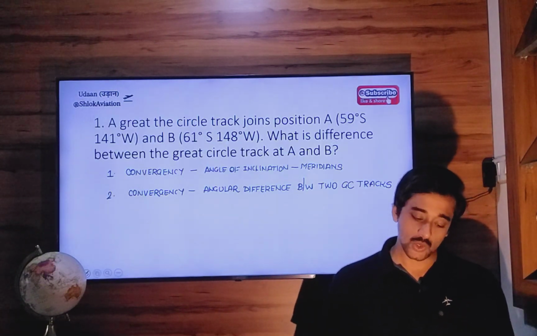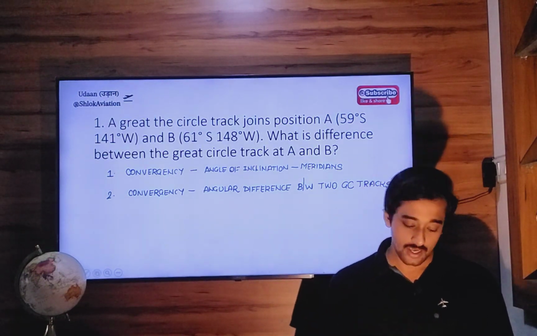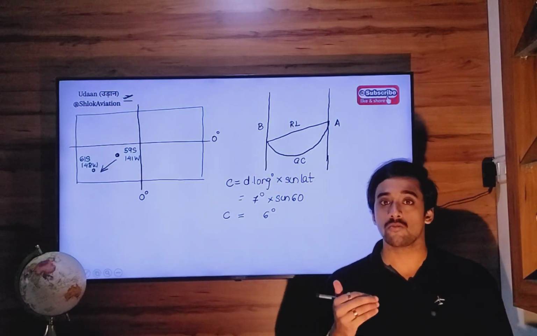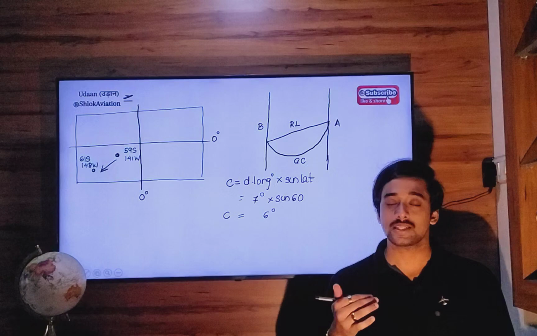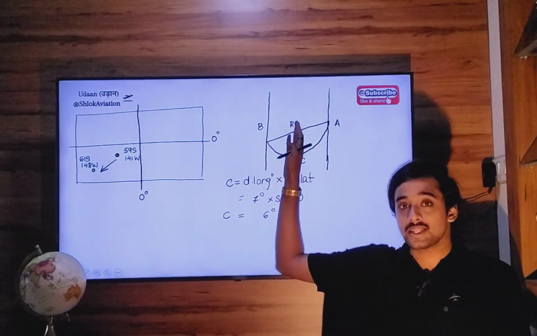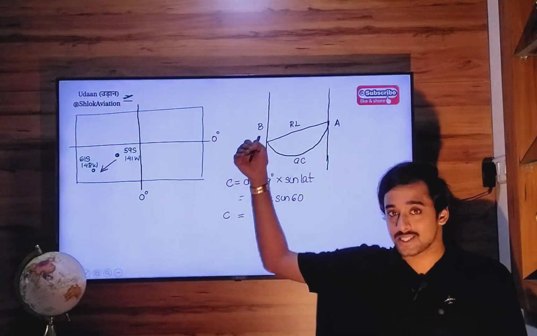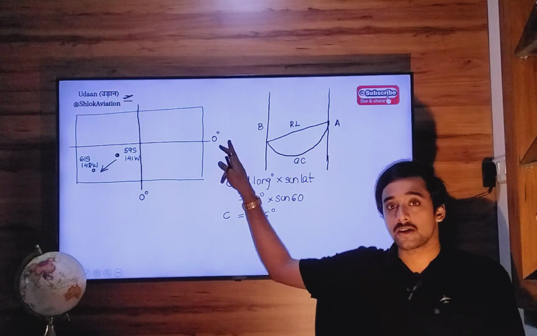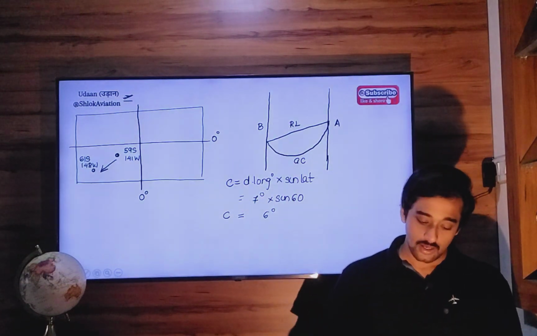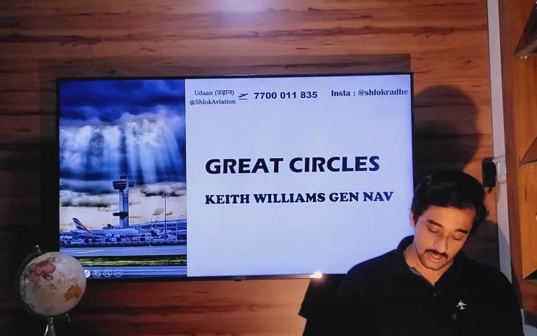So your final answer is, what is the difference between the great circle track at A and the great circle track at B? The difference will be equal to 6 degree. Now whether this difference will be more than 6 degree or less than 6 degree, meaning will the great circle track at A be more than the great circle track at B by 6 degree, or will the great circle track at B be more than the great circle track at A by 6 degree? So you will have to draw the DIID diagram.